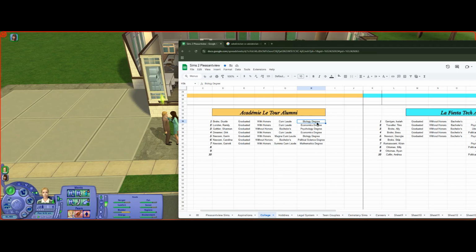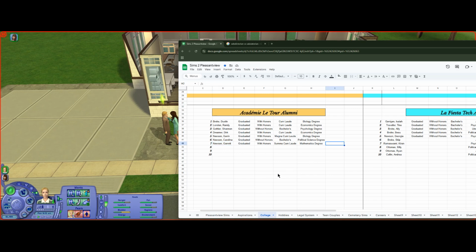So for alumni, it looks like we have economics and biology as most of what my Sims graduated with so far. But we do have Sims with psychology here, and political science and mathematics. So yeah, Garrett is a very smart dude. He graduated summa cum laude in mathematics. Garrett is super smart. Wow. Can I just say that Gavin and Ginger did a very good job raising their little brother here.